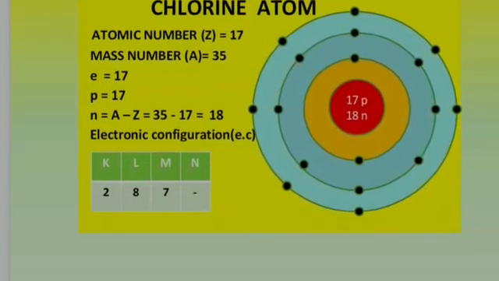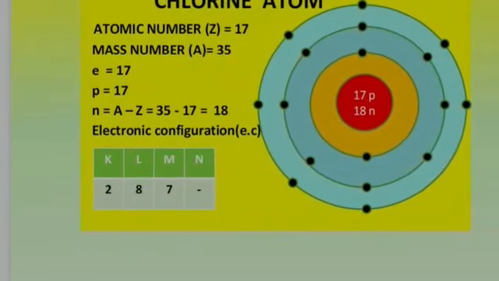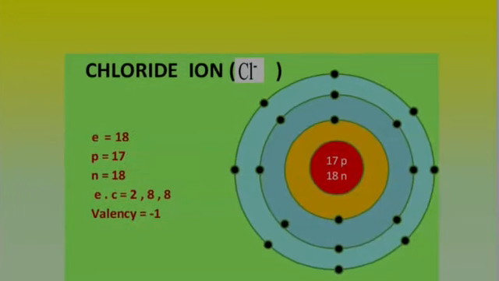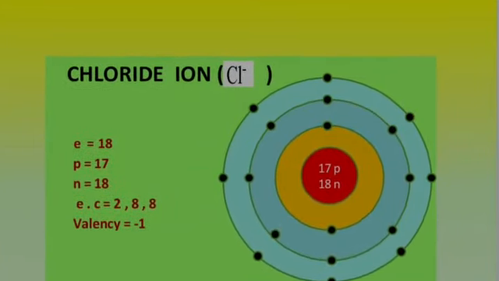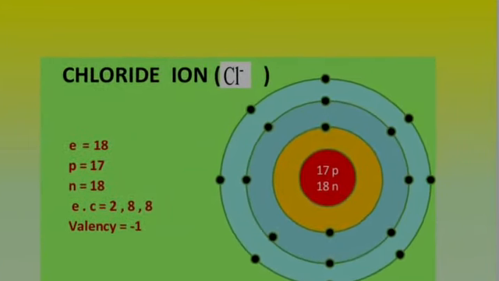Chlorine atom has electronic configuration 2, 8, 7. So, in the last shell, it requires one more electron to become stable. It accepts one electron to form the chloride ion, an anion, valency -1.